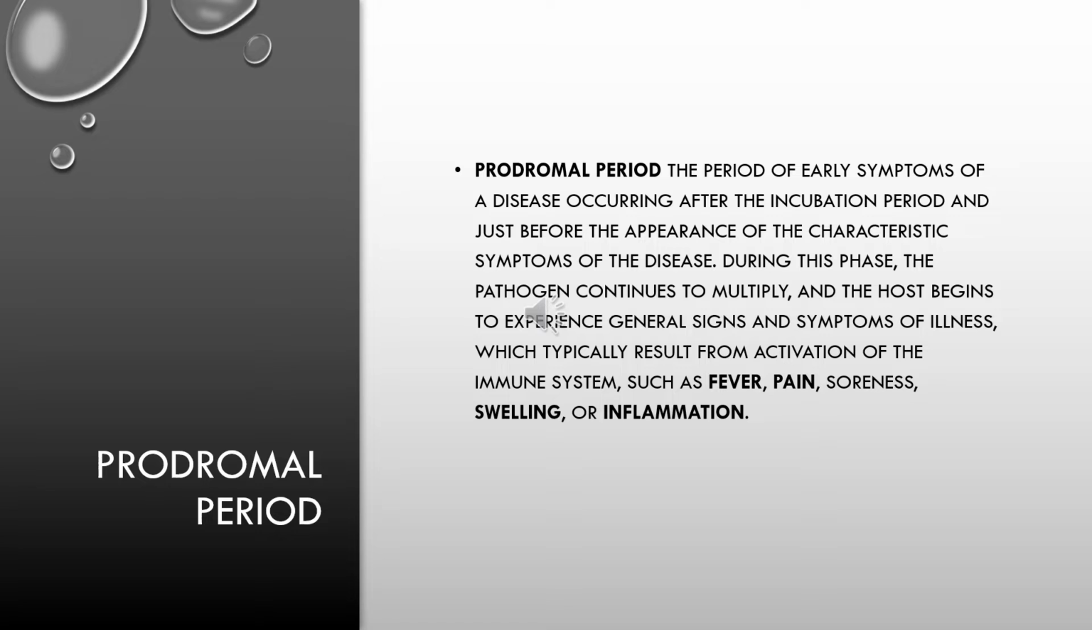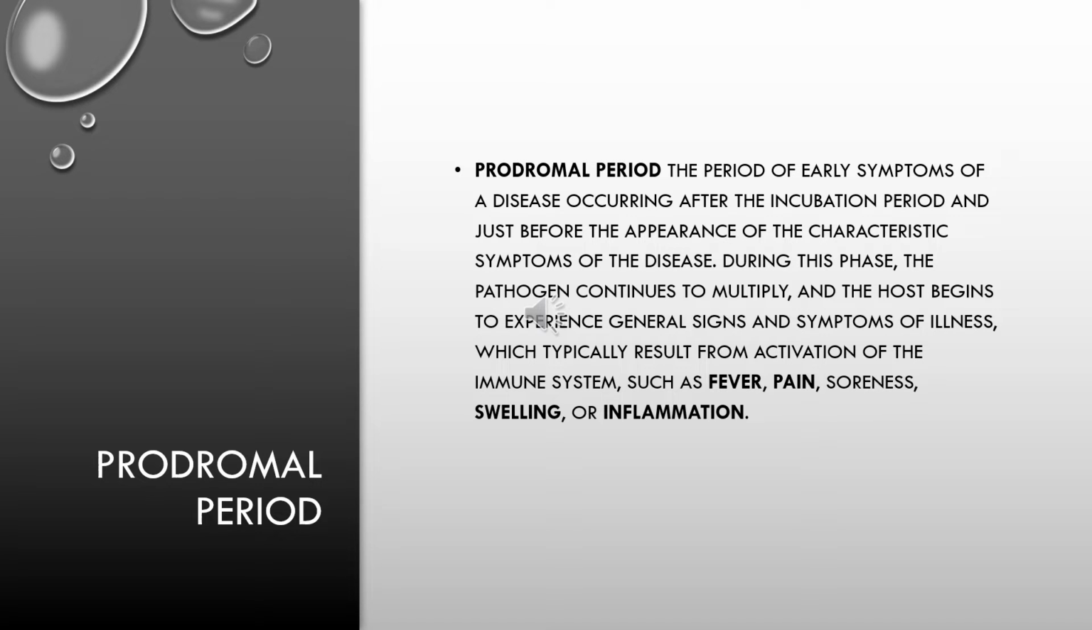Next, we have the prodromal period, and this is the period of early symptoms of disease occurring after the incubation period and just before the appearance of the characteristic symptoms of the disease. So this is where they're just not feeling quite well. They know they don't feel well. They know maybe they've been exposed. They may not know they've been exposed to something, but these are the early symptoms that occur with the disease.